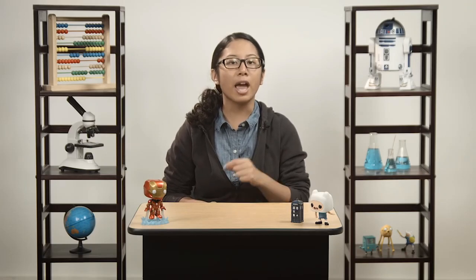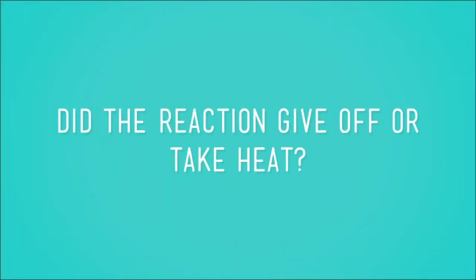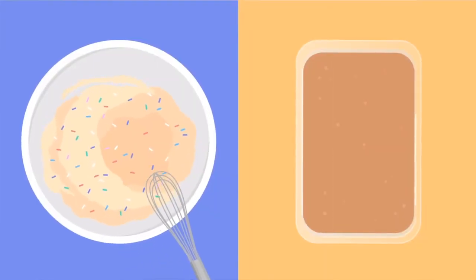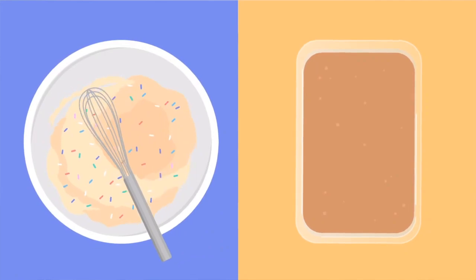Now, before you eat it, let's check this science cake for evidence of a chemical change. Did the reaction give off or take heat? Definitely. The cake batter needed the heat from the oven to change into cake. If we left the batter on the counter, it would stay batter. Is there a color change? Check. The batter in the pan was yellow, and now it's a nice golden brown.